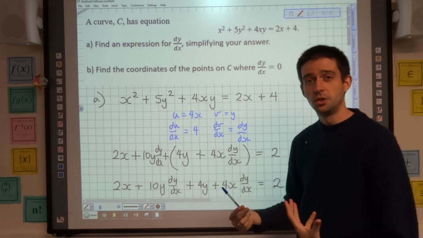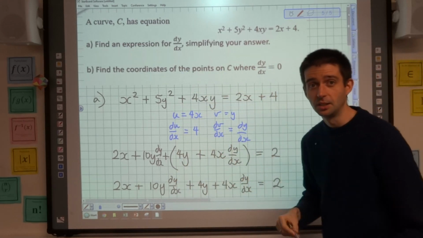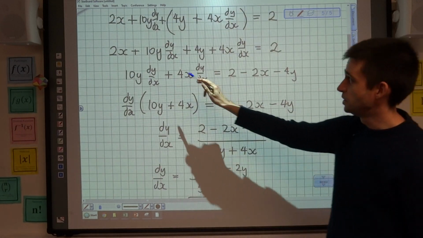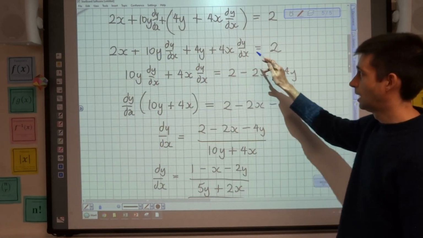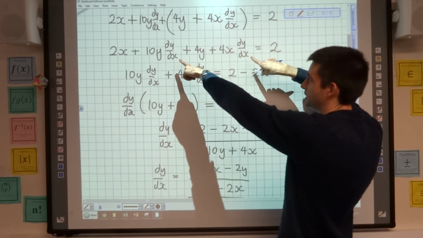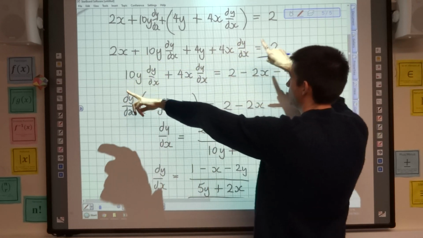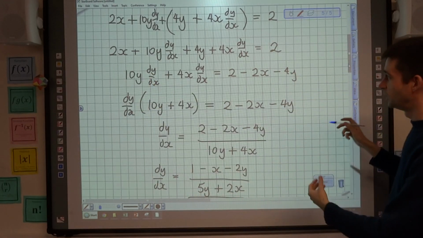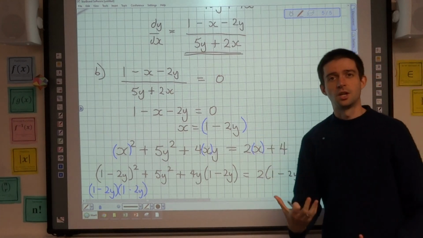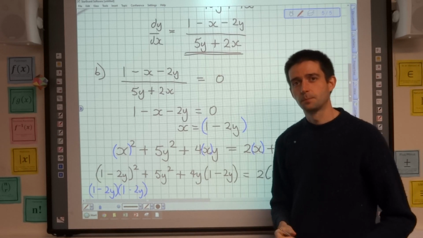If we hadn't been asked to do part A, if we'd been simply asked to find the coordinates of the points on C where dy/dx equals 0, then it would be acceptable to get to the stage where you've differentiated everything and just substitute dy/dx equals 0 into there. And what you should realise, if you just quickly do this in your heads, you'd end up with 2x plus 4y equals 2, which, rearranging divided by 2, would get you to this. So, a slightly swifter route to the same result, if we weren't specifically asked for an expression for dy/dx.